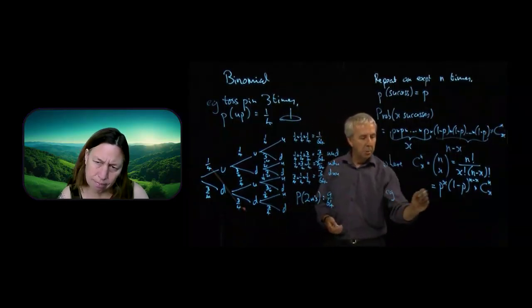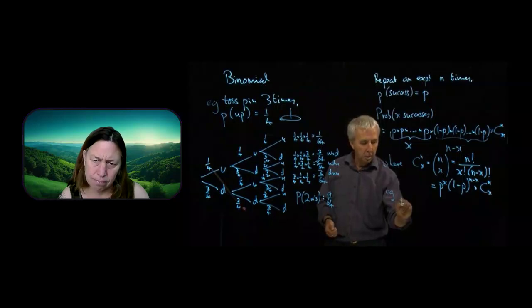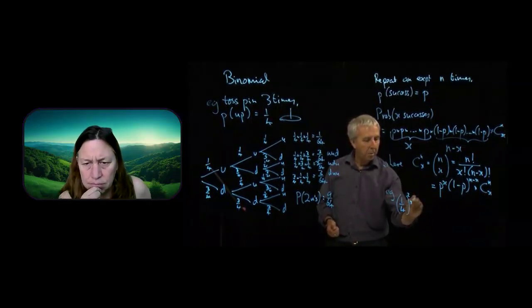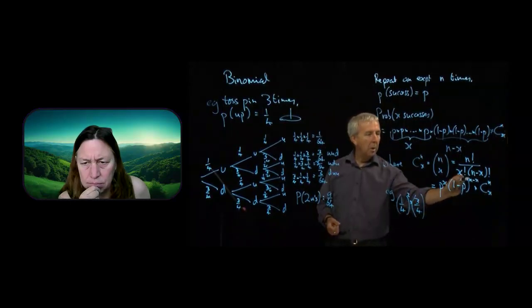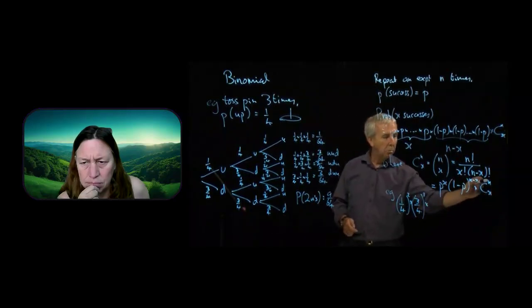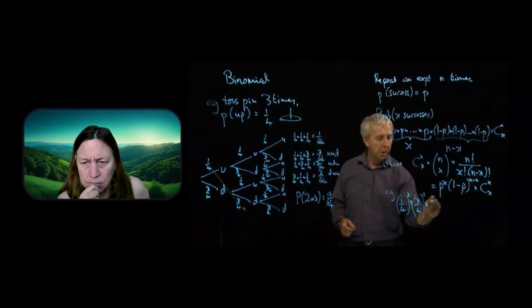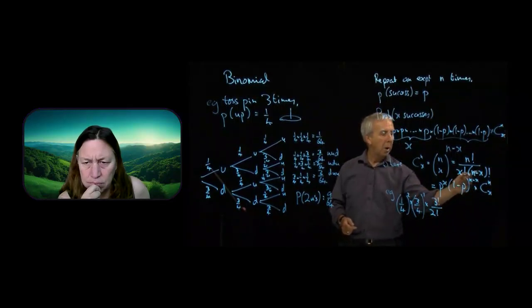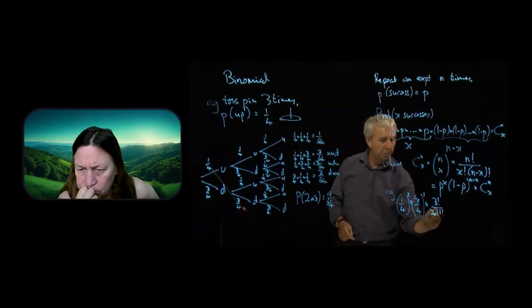So in our case, p was a quarter, and we wanted 2 successes out of 3. 1 minus p, 1 minus a quarter, is 3/4. And we wanted 3 minus 2, which is 1 fail. And then we wanted 3 C 2. Often we say 3 choose 2. And that's 3 factorial over 2 factorial, and then 3 minus 2 is 1 factorial.